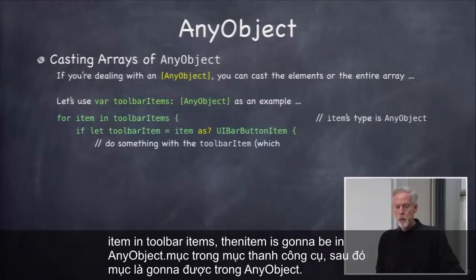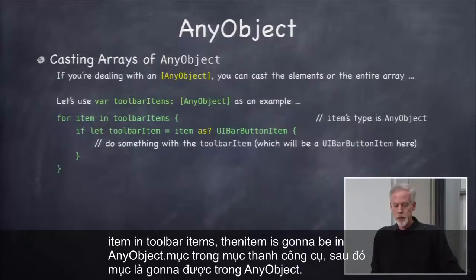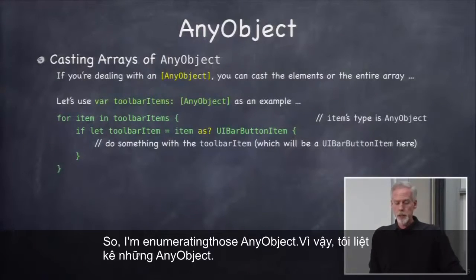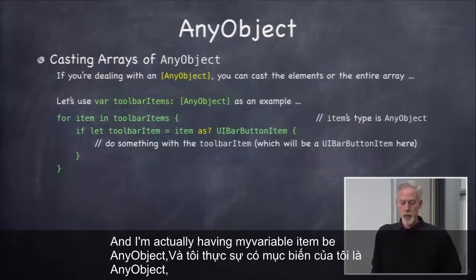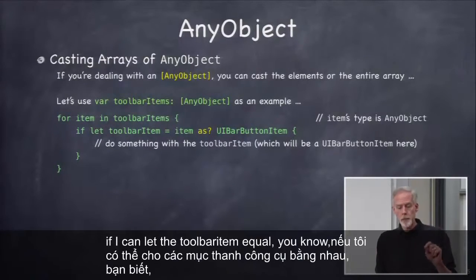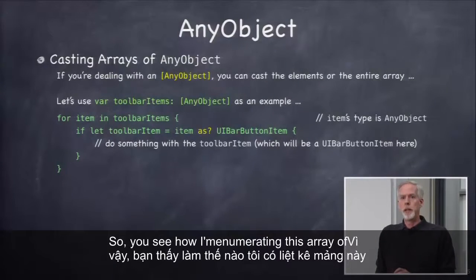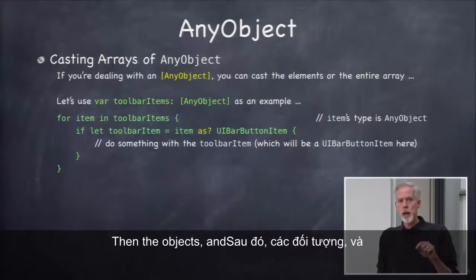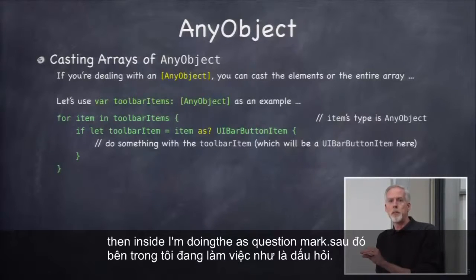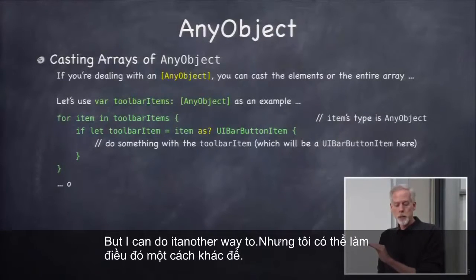So I can say for item in toolbarItems, then item is going to be an AnyObject. So I'm enumerating those AnyObjects, and I'm actually having my variable item be AnyObject. But then inside, I'm saying if I can let the toolbarItem equal, be a UIBarButtonItem, then I'm good to go. So you see how I'm enumerating this array of AnyObjects, and then inside I'm doing the "as?". But I can do it another way too, okay?